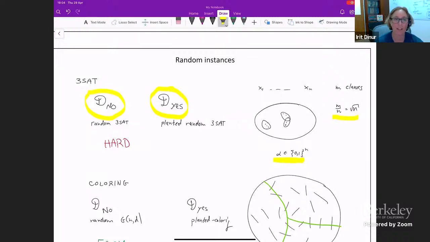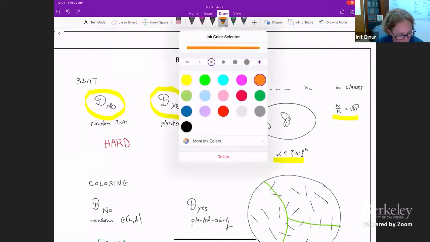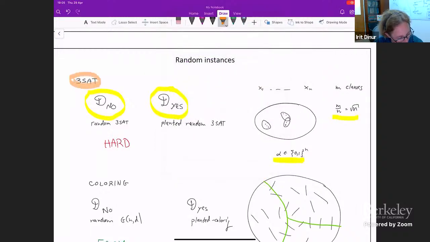I would like to say that these are random instances, so the underlying graph being a random graph is probably a very, very good expander. But let me put a little asterisk, because we will see soon it's not exactly correct. So this was 3-SAT. We'll get back to it in a minute.